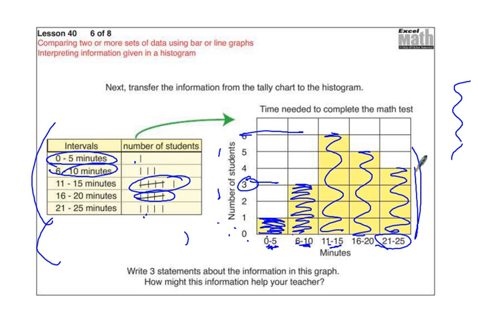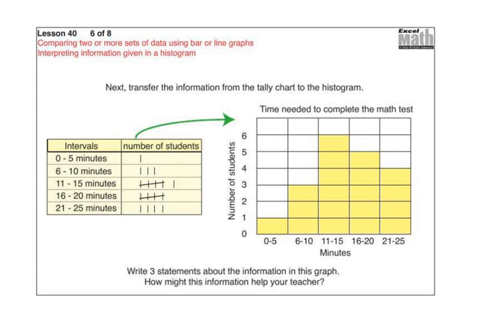What does this histogram tell you about how much time kids needed to complete their math test? Pause the video to do that. Turn it back on when you're ready for the solution.